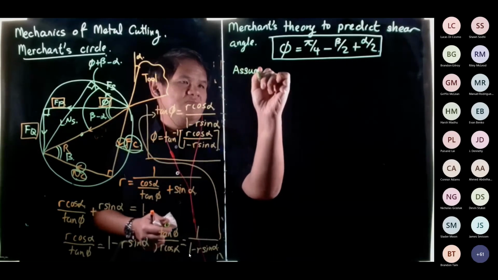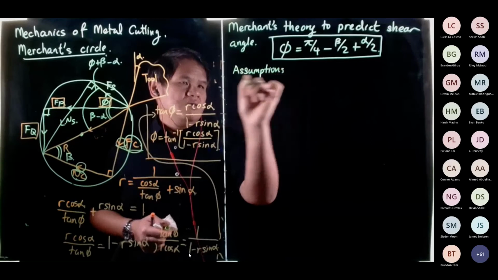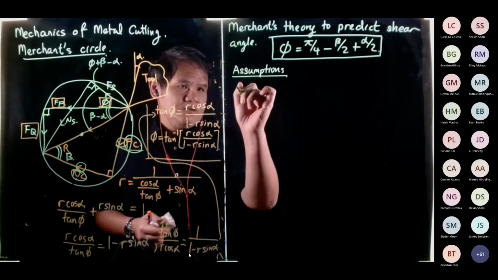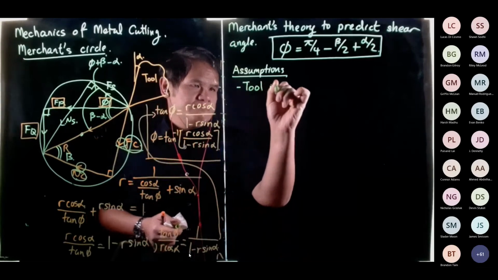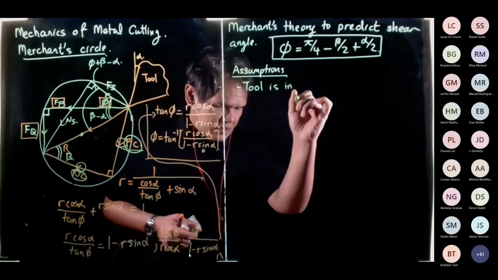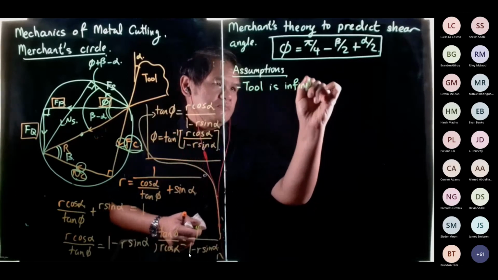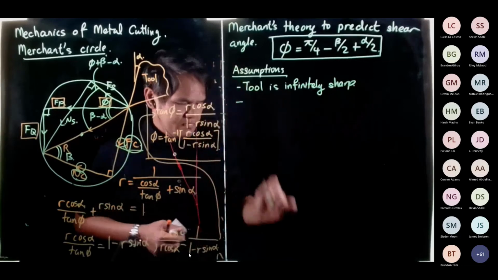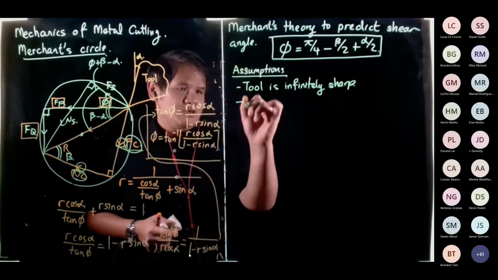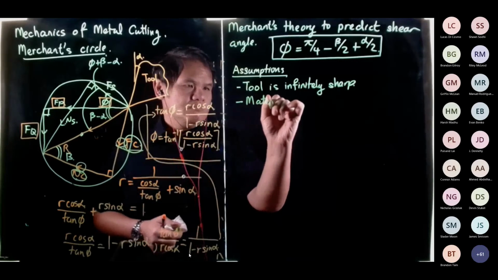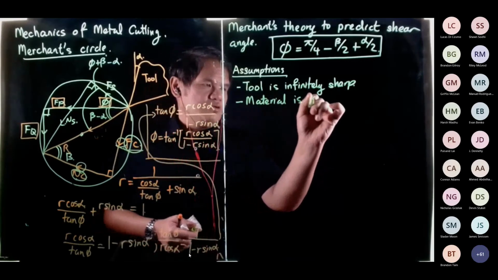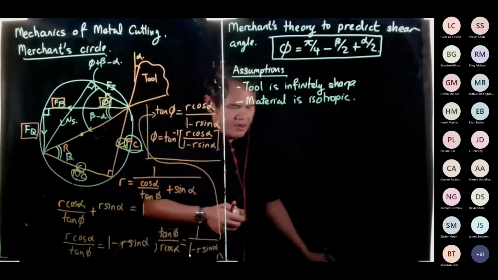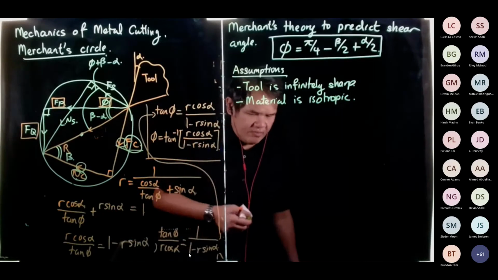Now, these assumptions are made to simplify the math. Okay, or not, it gets too complicated. Okay, so the first thing is the tool is infinitely sharp. Okay, that's the first one. The material is isotropic. So same in any direction. So you cannot use this for carbon fiber.